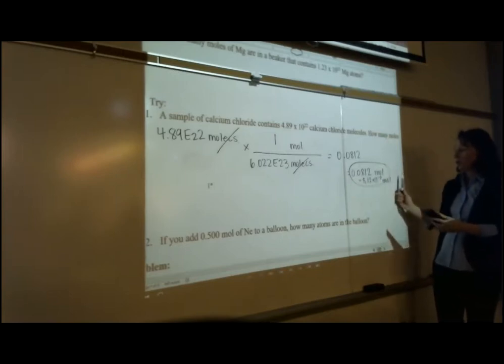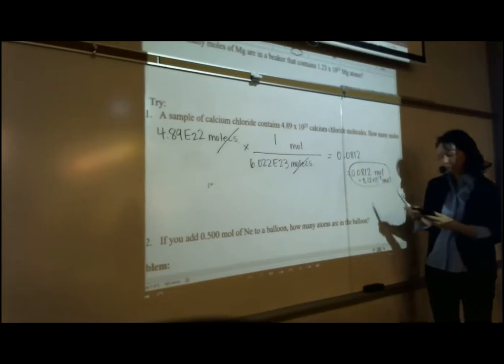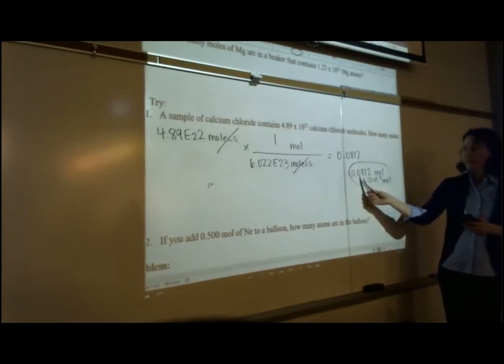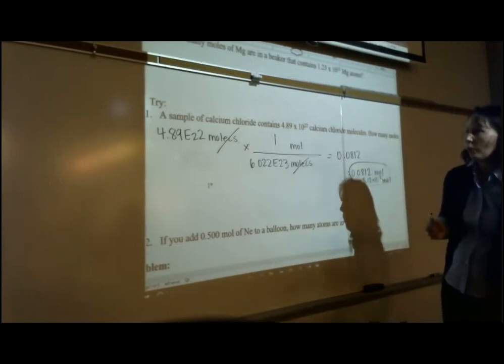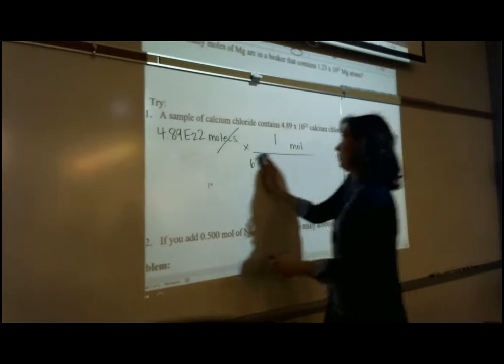Zeros to the right of a non-zero digit would be significant though, if they are actually measured values. This is not a measured value. Do we see why this one doesn't count as one of our sig figs? All right, any questions on number 1? Good? All right, let's do number 2.